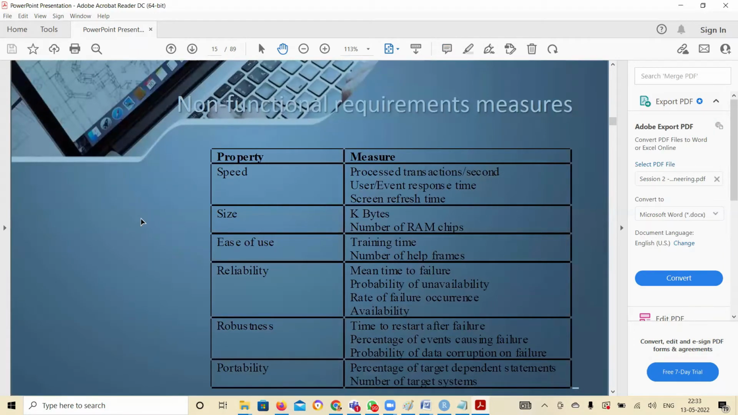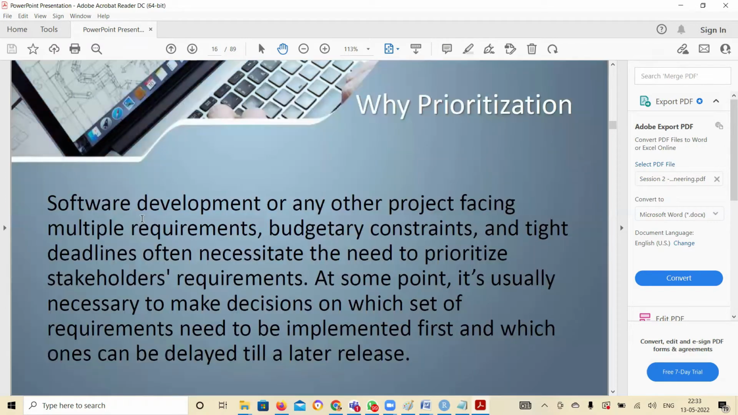property. In property, you'll talk about reliability, robustness, apart from other things that are there, and then in measure, you write what metric you would use. Feel free to do a Google search and try to get this done as much as possible. If you don't get it, we'll discuss in the class.